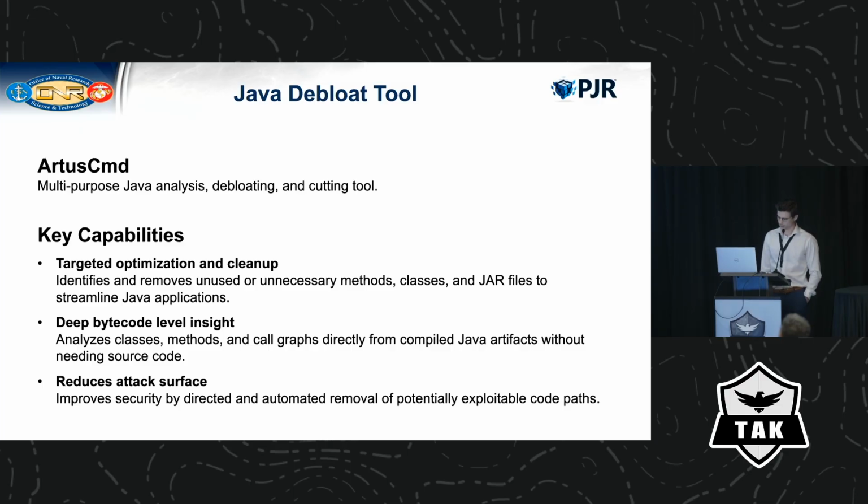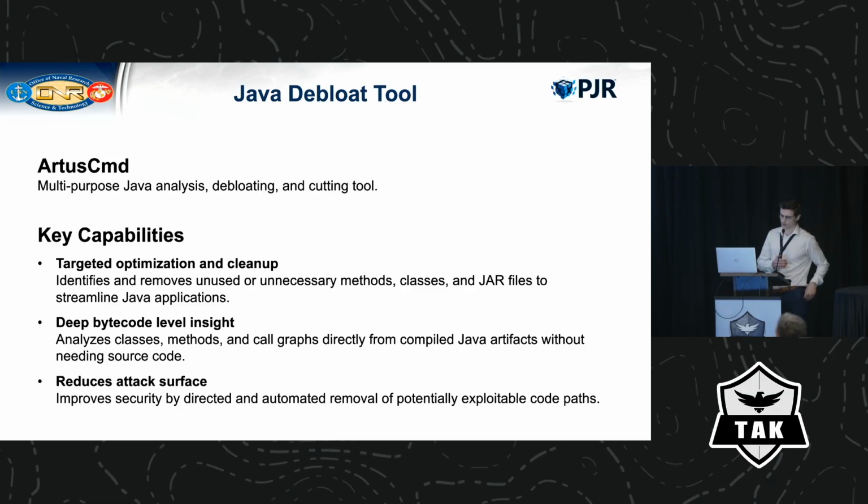Following up, it executes the debloating process by removing any unnecessary classes, methods, and jar files within the application. Artist Command also has the ability to remove entire functionality, which we creatively named feature removal. It's a precision removal of specific functionality within your application, if you want to specifically remove, from a GUI perspective, a button or a suite of operations, without modifying any other portion of the application.